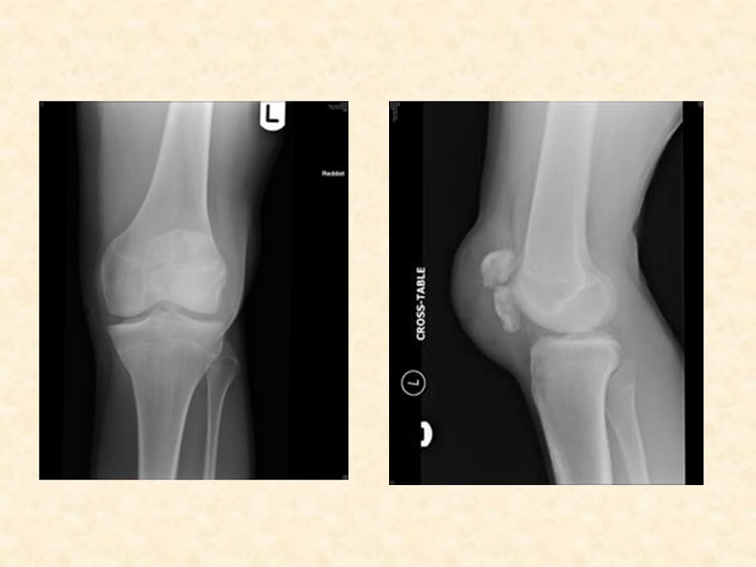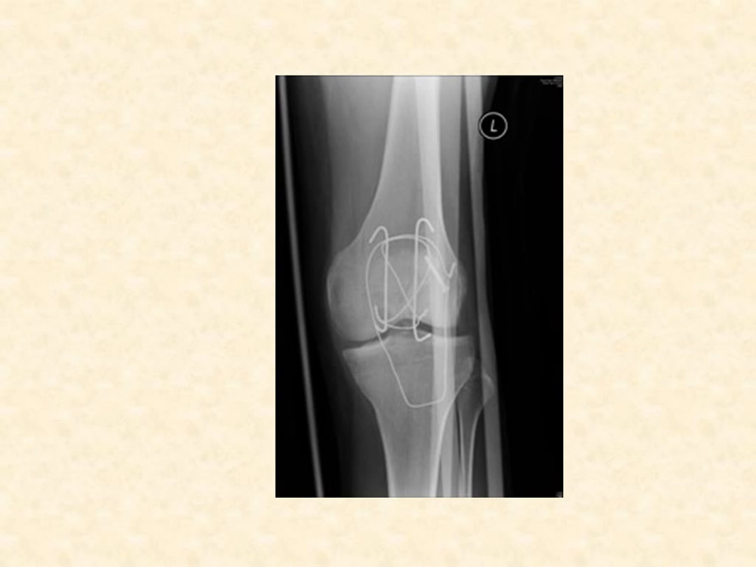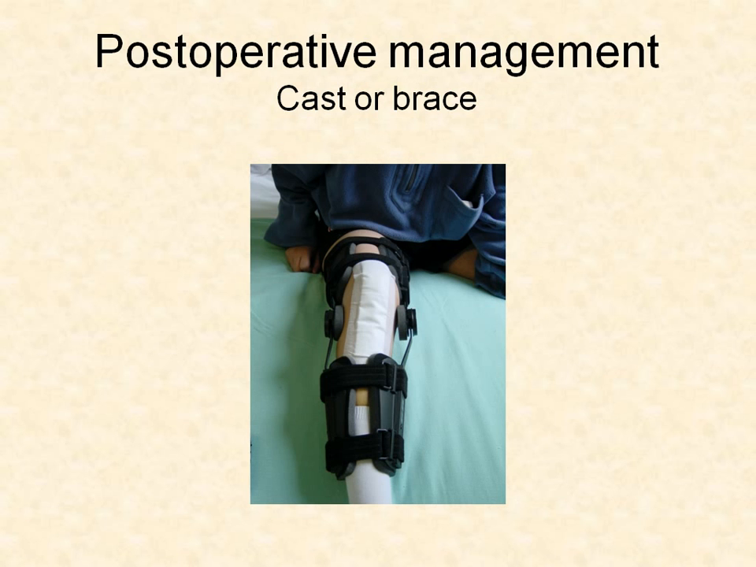Again, another example with a very comminuted inferior pole here, and rather than excise it, we've done a combination of things here. You can see there's a tension band wire, there's a cerclage wire around the patella itself, there's a screw fixing one of the main fragments and a lag screw combination, and because the extensor mechanism was a bit tenuous, we've used a cerclage wire to protect that as well. So sometimes we have to use quite a variety of techniques to obtain the best results.